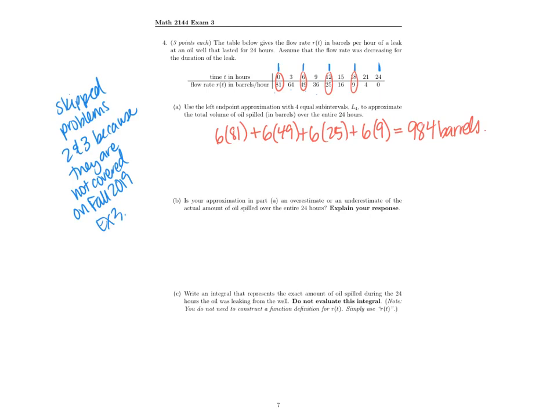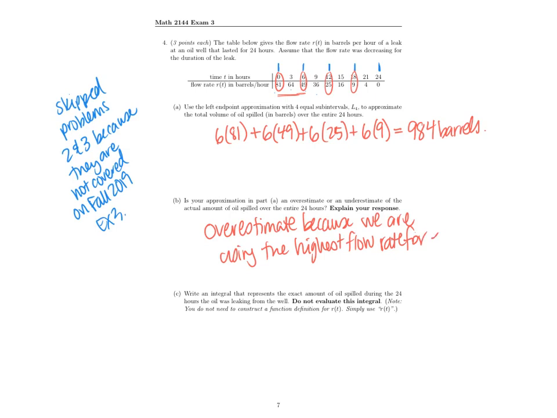Okay, and then it says, is your approximation an overestimate or an underestimate? So if I look at each of these intervals, like at the interval from 0 to 6, I can see that 81 is the highest flow rate that occurs on that interval. So since I'm using that highest flow rate, I'm going to be getting an overestimate because we are using the highest flow rate for each interval. And so again, from 6 to 12 hours, I'm using 49 barrels per hour for the flow rate, but that's the biggest flow rate that occurs in that interval. And that's the same for all the intervals.